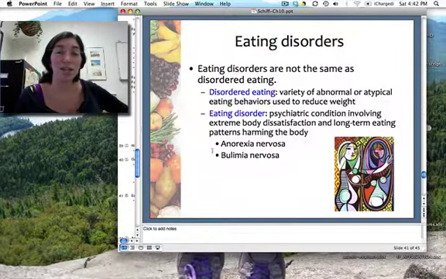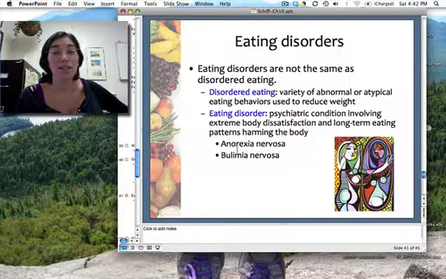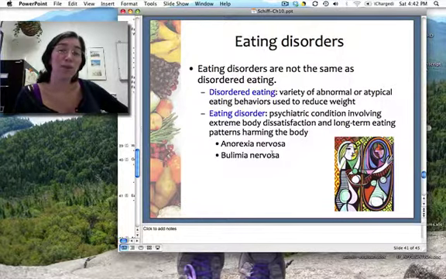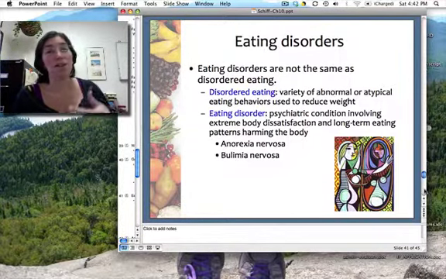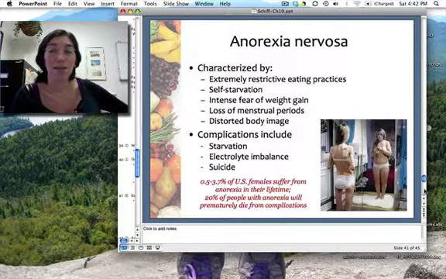So the two different types of eating disorders that we'll talk about are anorexia nervosa and bulimia nervosa, which are eating disorders that cause you to lose weight. But then there's also binge eating disorder, which is an eating disorder that leads to obesity or overweight.